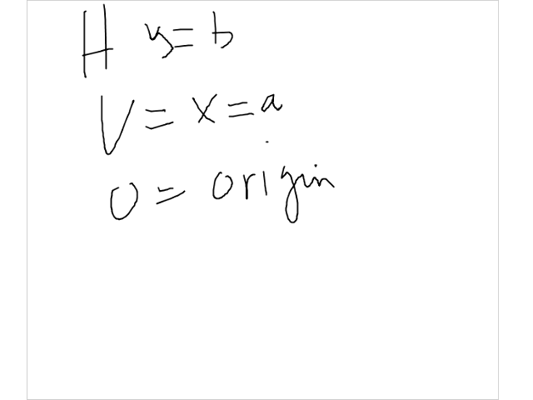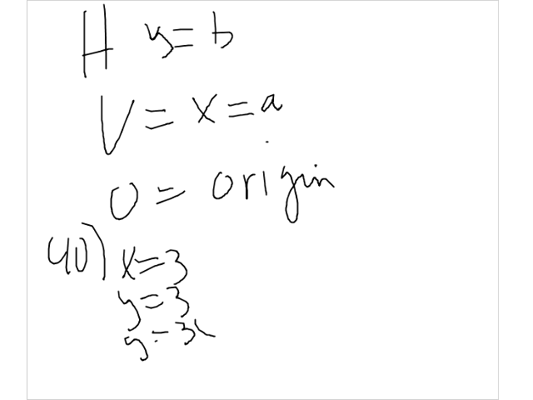So for 40, here's our graph. X equals 3, and then we have y equals 3. Then we have y equals 3x, and then finally we have y equals 0.